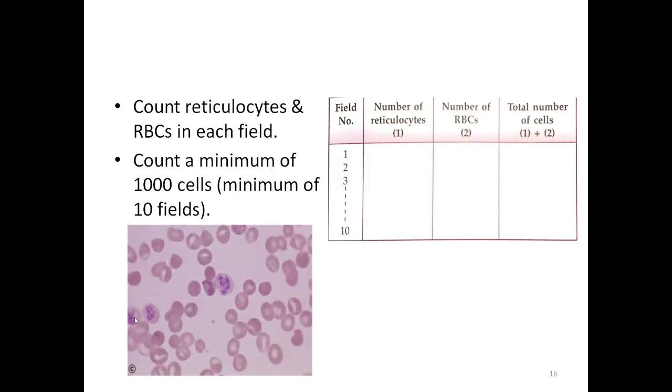For example, this is the first field. How many reticulocytes can I see? 1, 2, 3. Then you have to write here 3. And how many RBCs? Then you have to count the RBCs. Then you have to write here. Okay, and then the total number of cells. So this is how you have to see 10 fields and you have to count the number of reticulocytes, RBCs and total cells.